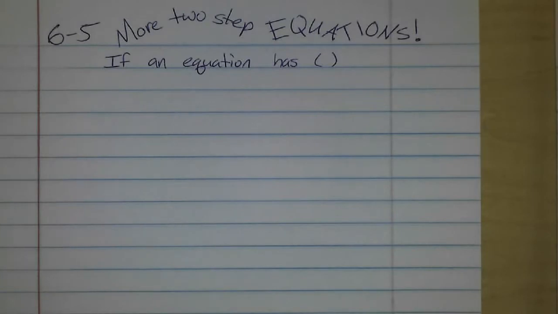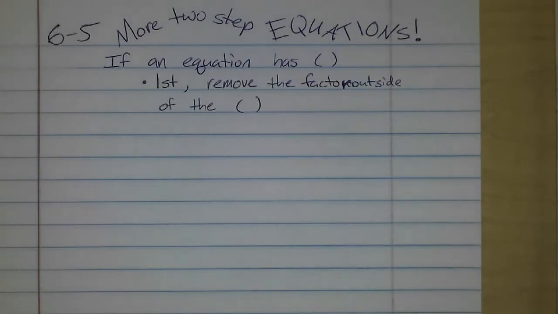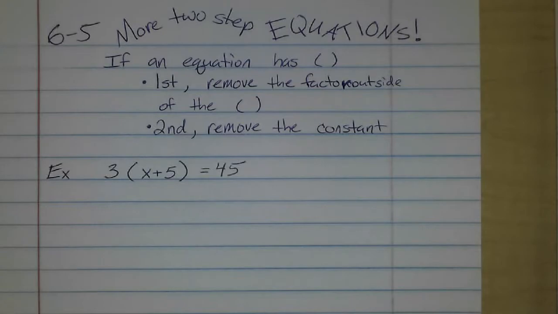In this set, we're going to be dealing with two-step equations where the equations have parentheses. If an equation has parentheses, first, we're going to remove the factor outside of the parentheses, and we're going to do that with the division property of equality. And then next, we're going to remove the constant with either the subtraction property of equality or addition property of equality. Let's take a look at an example.